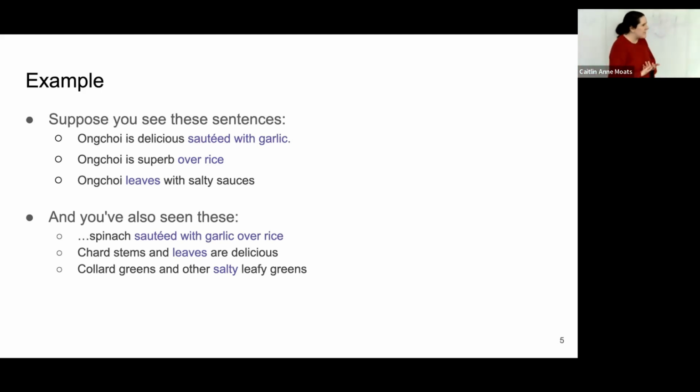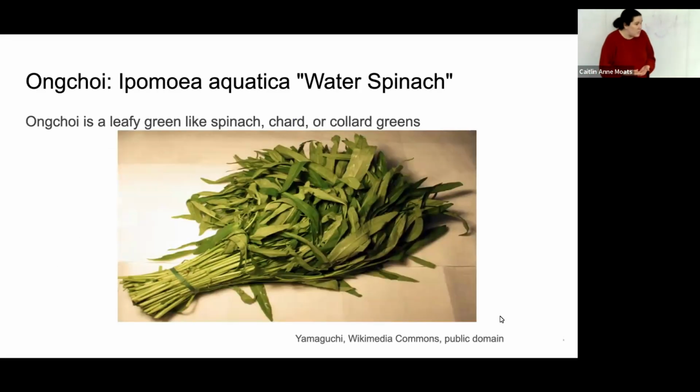And suppose that our data also contains the phrases or sentences: spinach sauteed with garlic over rice. Charred stems and leaves are delicious. Collard greens and other salty leafy greens. Well, we're used to extrapolating. We might not know ong choi specifically, but we're actually pretty good at getting a sense of what ong choi might mean. And we're not wrong. Ong choi is actually a leafy green like spinach, chard, or collard greens. So that's all well and good.